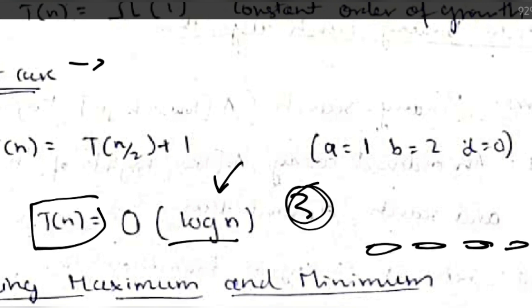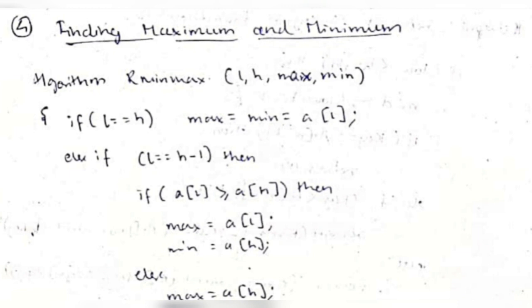That's why 3 levels are there. Okay, and that's the time complexity of the algorithm. Under this topic we'll be discussing how to find the maximum and the minimum element in an array.